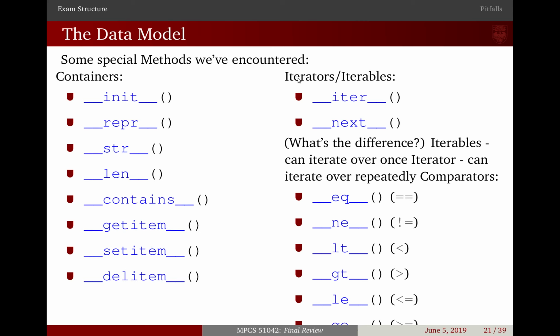Specifically for iterators or iterables, who can tell me the difference between an iterator and an iterable? An iterable returns an iterator.